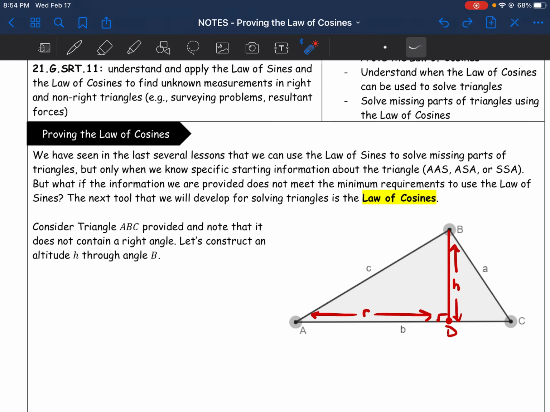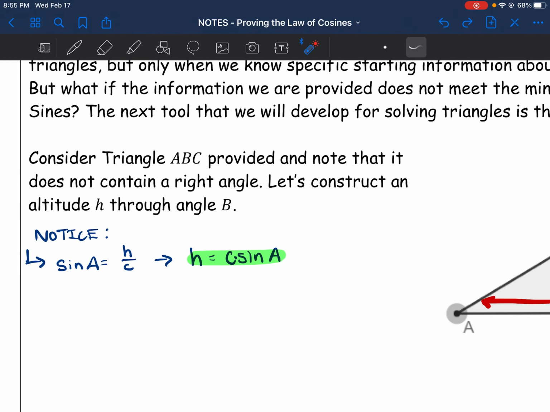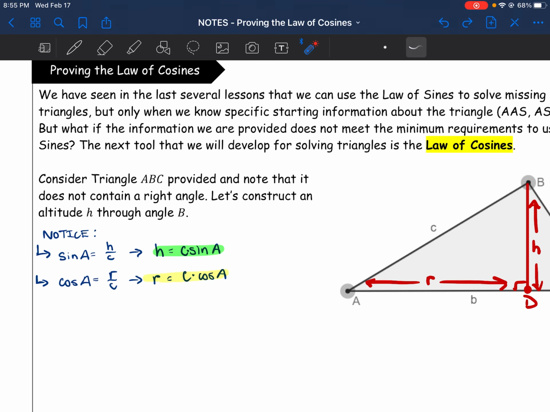Okay, so what I want to do is start looking at some of the angles here, and I'm going to look specifically at this right triangle that I have highlighted. Let's take the sine and the cosine of this angle A. Since this is a 90-degree triangle, the sine of angle A, we know sine is opposite over hypotenuse. Well, opposite of A is h, and the hypotenuse of this triangle is c. So sine of A equals h over c. And if I solve for h by multiplying both sides by c, I get that h equals c times the sine of A. I'm going to highlight that because that's going to be important.